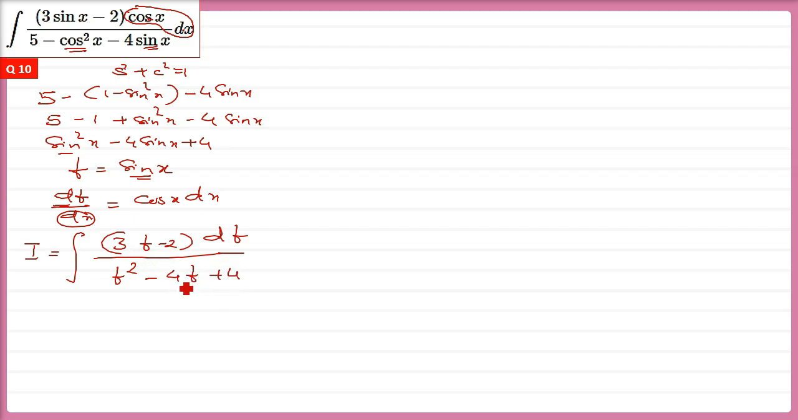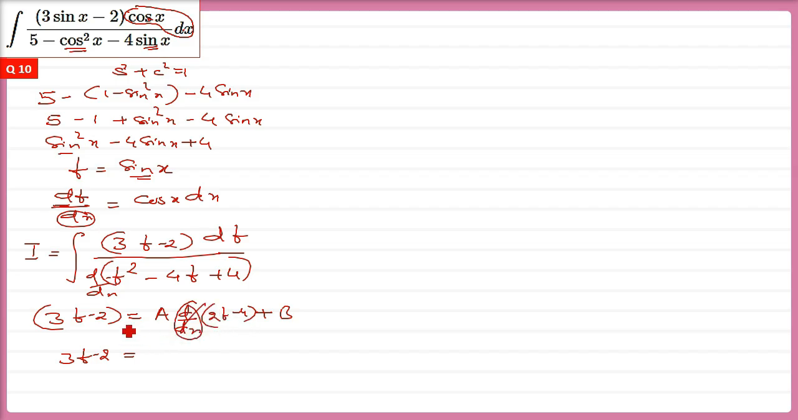Now we'll try to represent this 3t minus 2 in terms of t square minus 4t plus 4 differentiation. So 3t minus 2 can be written as a and b constant, but with the differentiation d by dt of t square minus 4t plus 4. What is the differentiation of this t square minus 4t plus 4? It will be 2t minus 4. So I'm just trying to reduce the steps because of the scarcity of the area. 3t minus 2 equals to this, already we have done d by dt, so just multiply this a with 2t minus 4. It will be 2at minus 4a plus b.